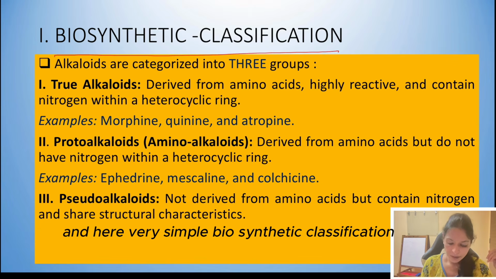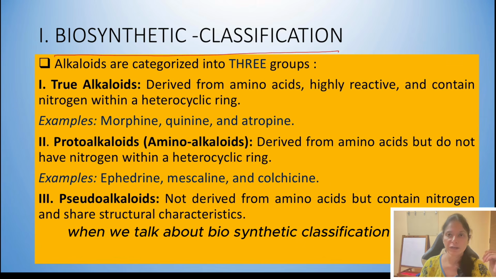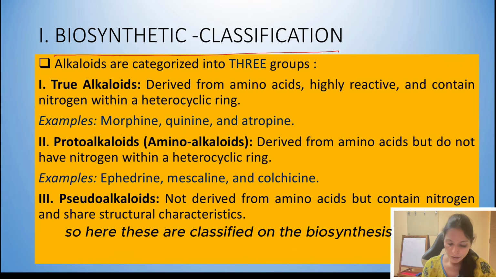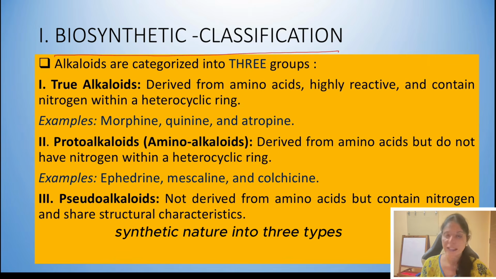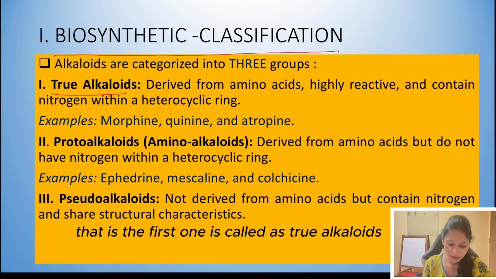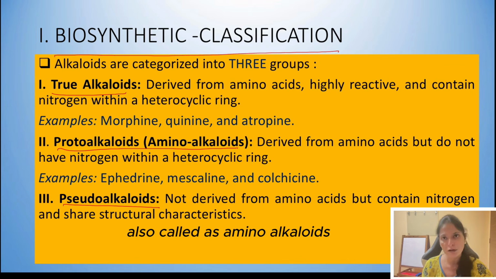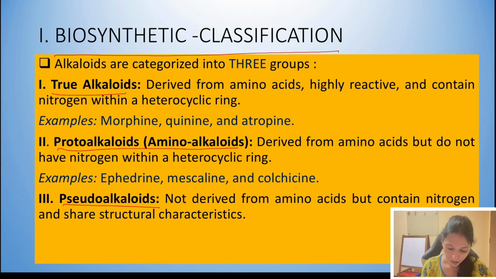And here, a very simple biosynthetic classification. When we talk about biosynthetic classification, that is the main source from which they are derived, the biosynthesis. Here these are classified on the biosynthetic nature into three types. The first one is called true alkaloids, the second one is proto alkaloids, also called amino alkaloids, and the third one is pseudo alkaloids.